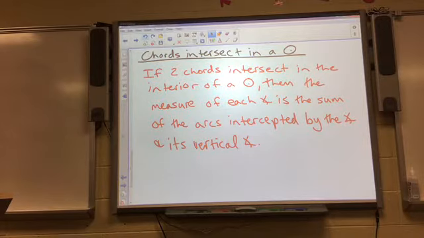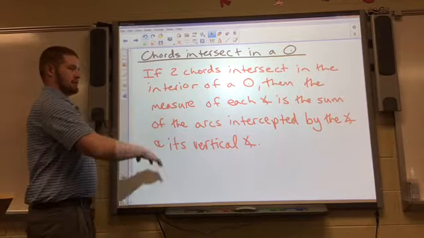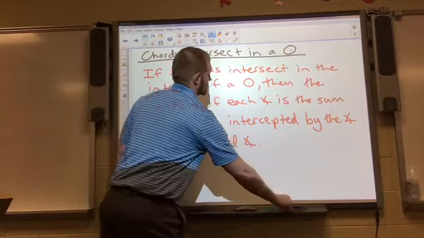If two chords intersect in the interior of a circle, then the measure of each angle is the sum of the arcs intercepted by the angle and its vertical angles. That's a lot of stuff, right? Okay, so let's pick out the important stuff.